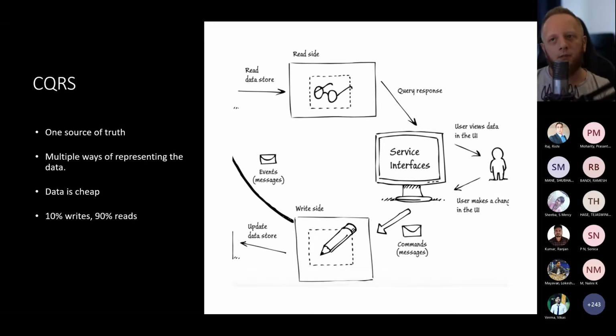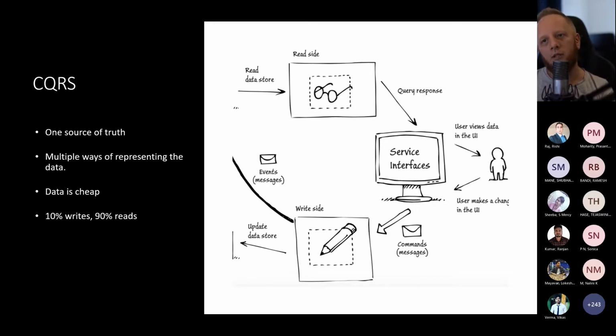So for example, you create a new product in your product database, and you want to have a list of the most newly created products, the top 10 products, for example. You might want to have a separate read model for that, so it's fast to load. So you have multiple ways of representing the same data.